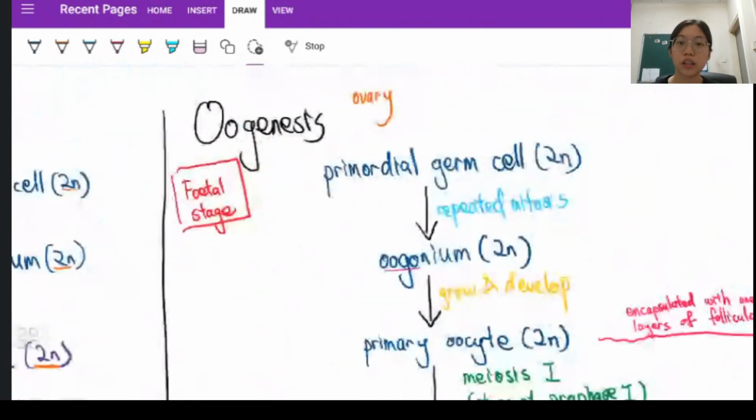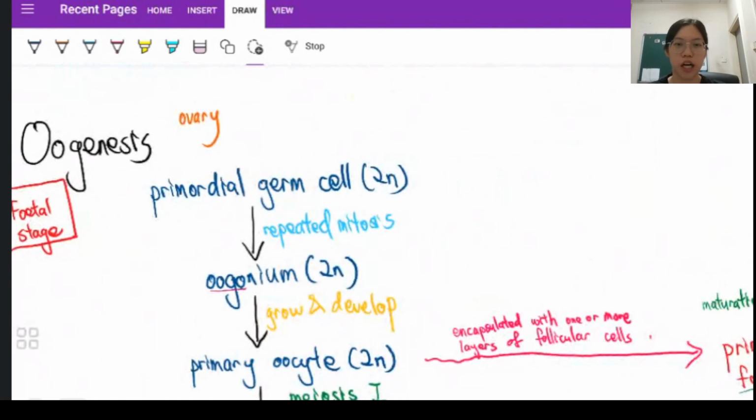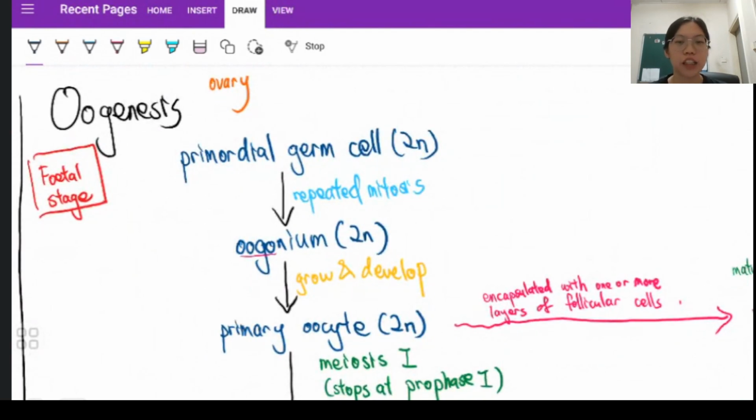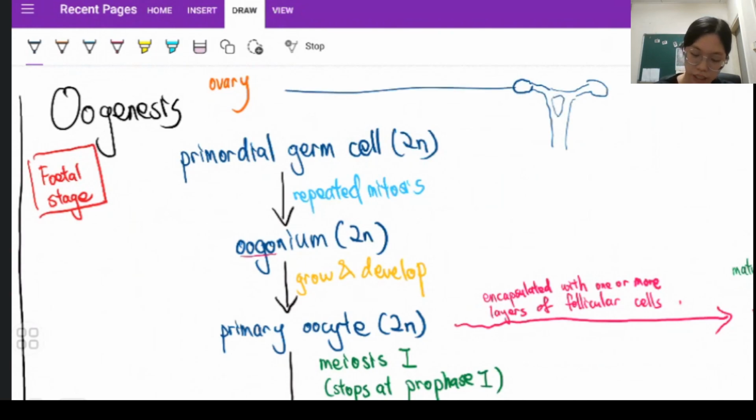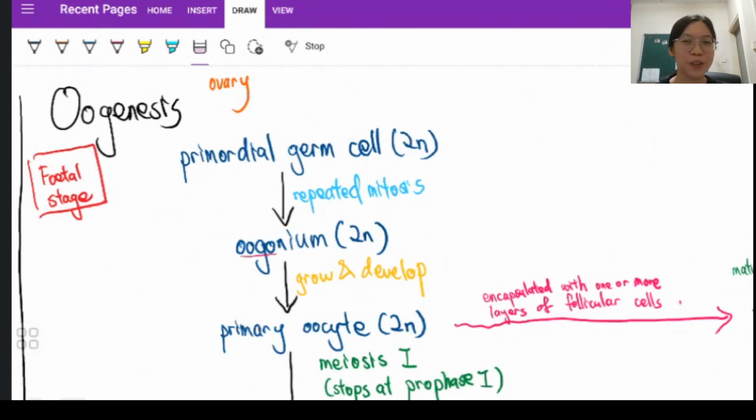Now let's continue to oogenesis, where students struggle the most. Other than oogenesis, there is the menstrual cycle. So let's take a look at oogenesis. Oogenesis is the production of the secondary oocyte, the female gamete, in the ovary. I believe you know where the ovary is, right? So basically it occurs in the ovary right here. The drawing is in the book.